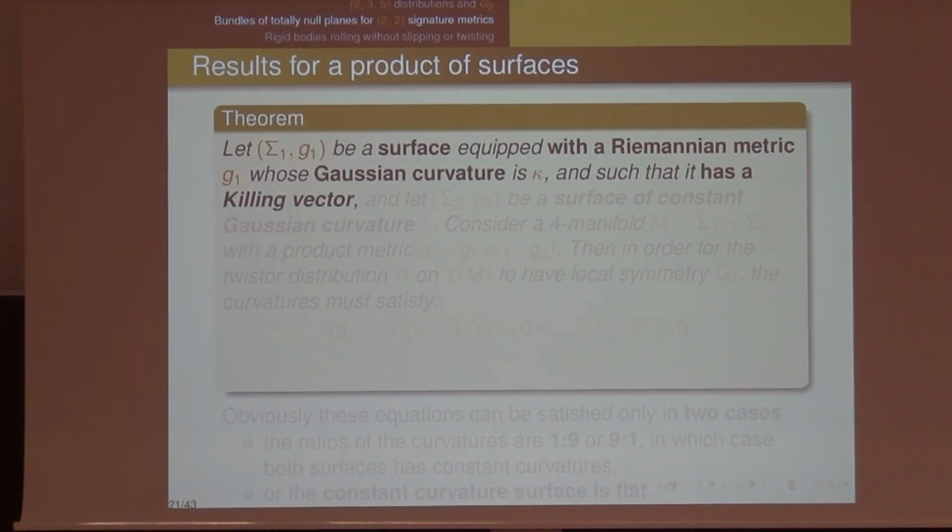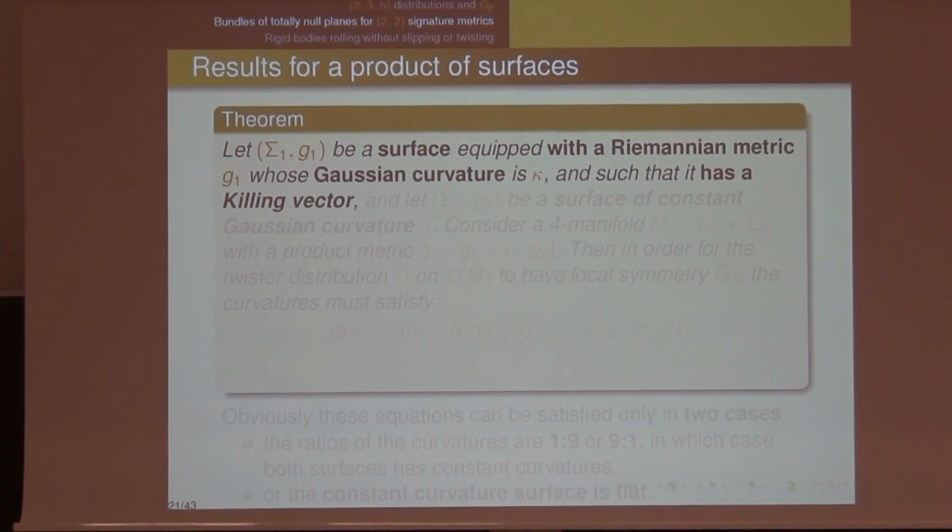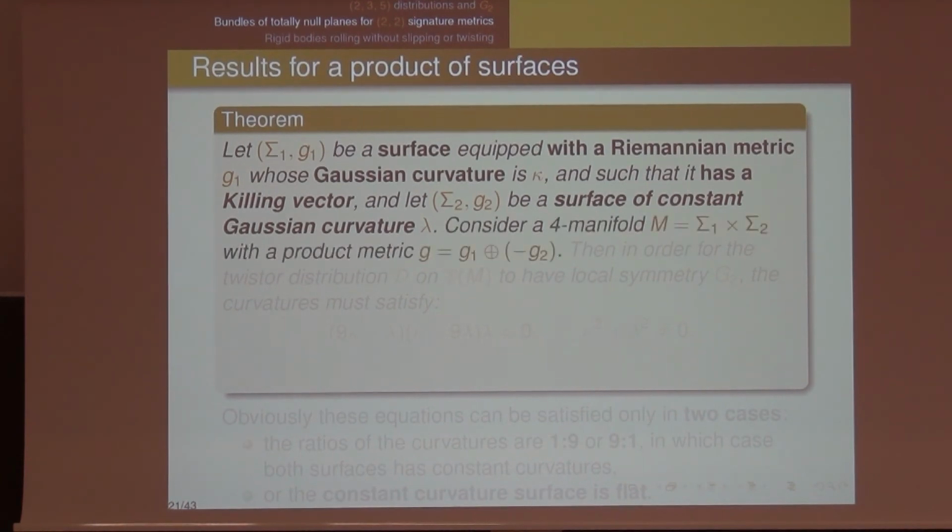So if I consider a surface with a Riemannian metric such that its Gaussian curvature is kappa, and I assume that this surface has a Killing vector. And now I take another surface, and I assume that this other surface has constant Gaussian curvature. Then I can consider a four-manifold, which is the Cartesian product of them, with a split signature metric being the difference between g1 and g2.